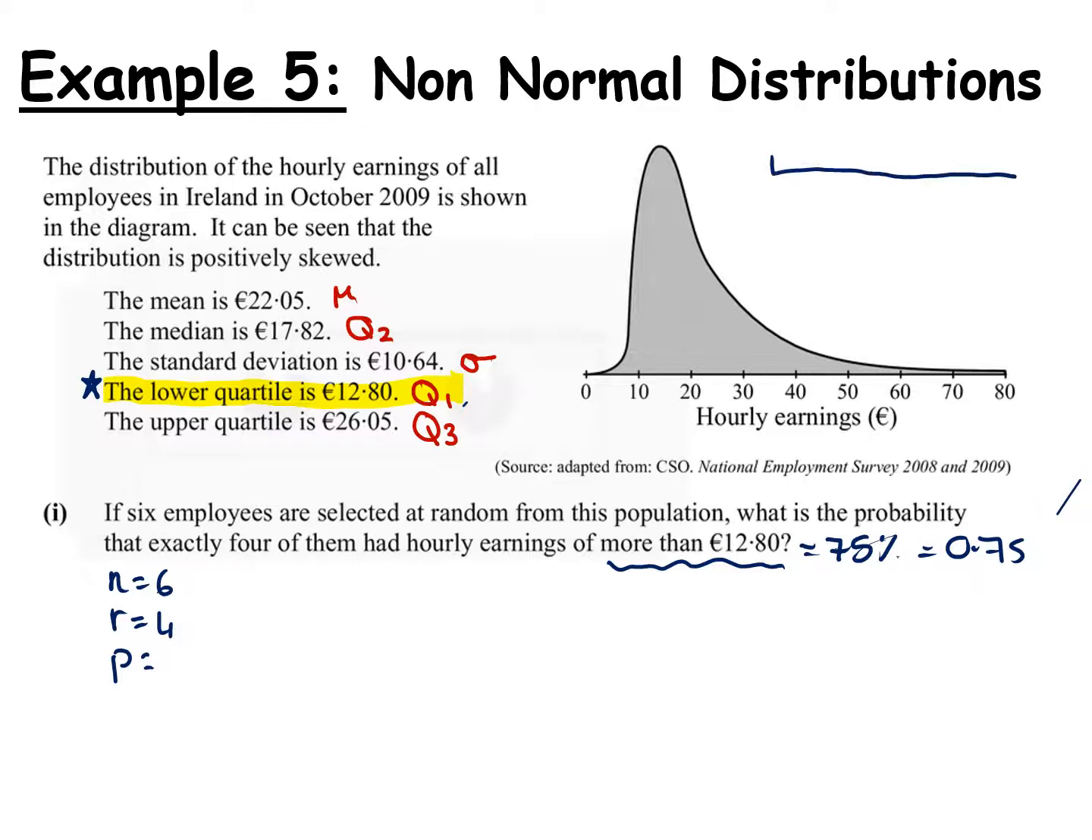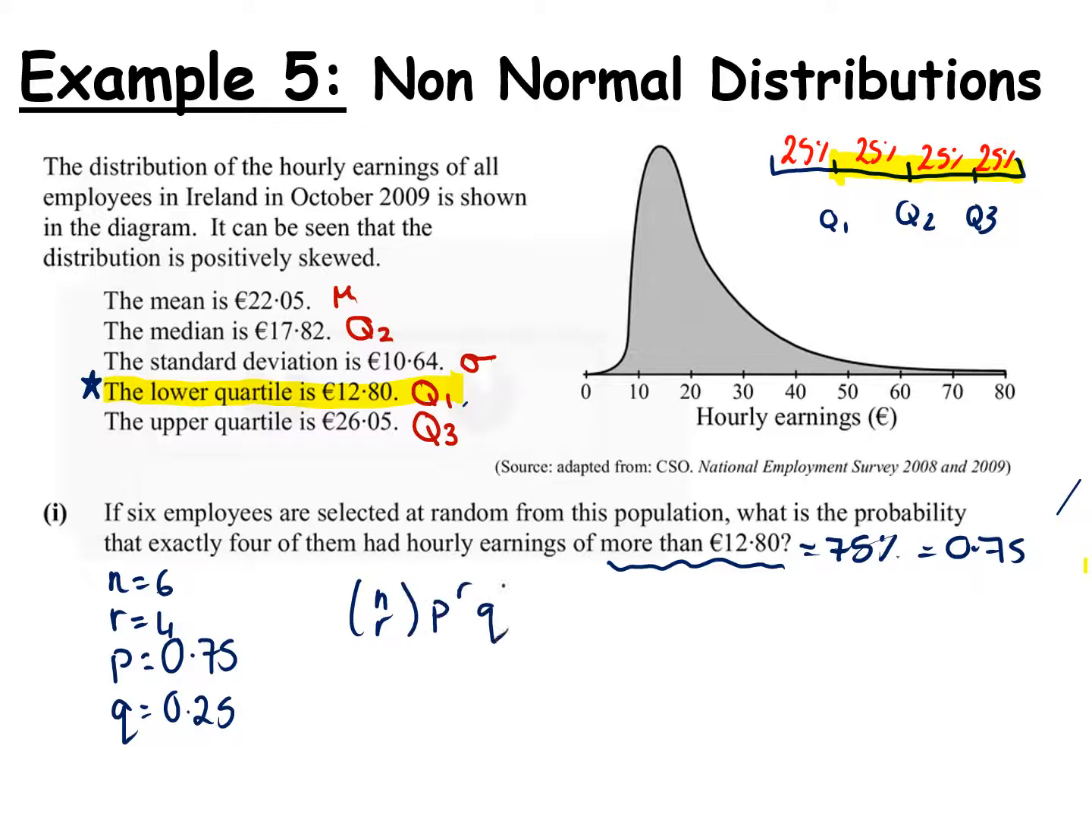So think of that drawn out here for a second. There's the middle, there's Q2, there's Q1, and there's Q3. So we're dealing with this section here. That's 12.80. And I want to find out, well, how many have more than 12.80? Here, that's the quartile, that's 25%, and that's 25%, and this is 25%, and 25%, so the bit I've highlighted in yellow must be 75%. So this gives me a probability of 0.75 and q is equal to 0.25. So Bernoulli is n choose r, p to the power of r, q to the power of n minus r.